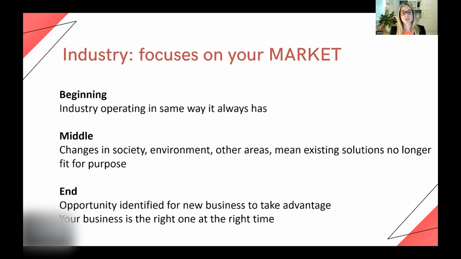So maybe it's societal changes, changes in the environment, various areas that could impact this industry that means it's no longer fit for purpose. The end and the progression of this story is then that you've identified an opportunity for a new business to take advantage of, and it's your business that's in the right place at the right time. This is really nice if you're disrupting an industry, if you've really spotted this opportunity and you're disrupting how it's operating, however small that might be to start with, whatever that potential might be as well. So this is the starting point and the flavor of this industry story that focuses on your market.